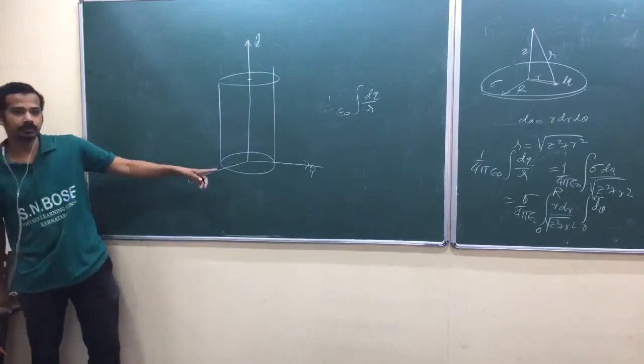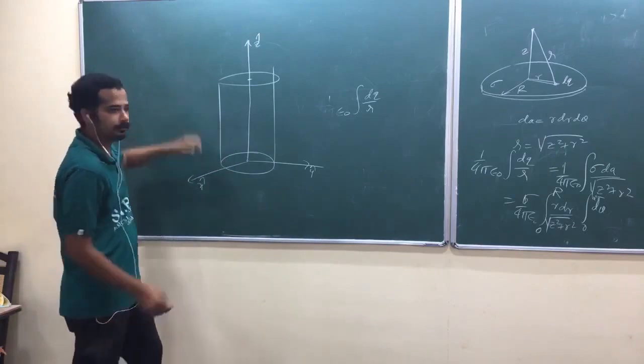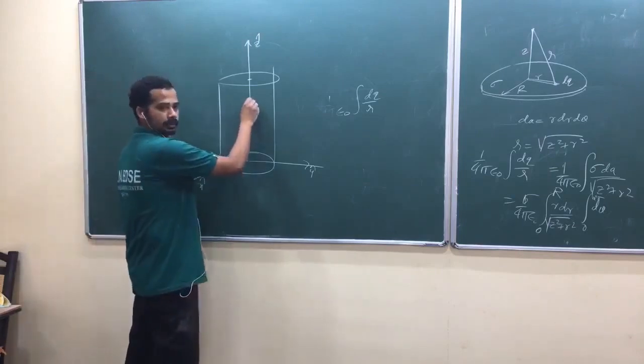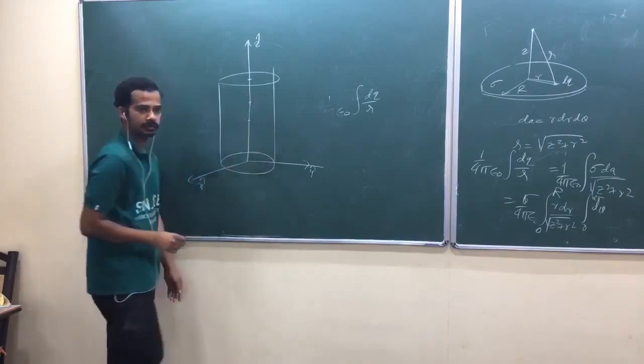So am I right about this one? Now where should I take? Somewhere here, if this is L by 2. Somewhere here. That's what he said.